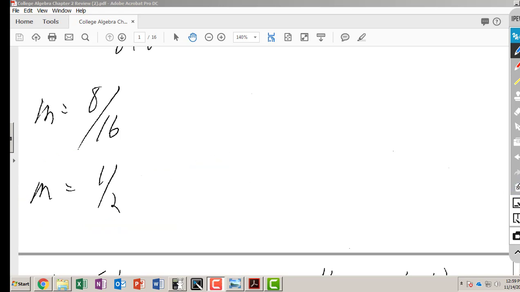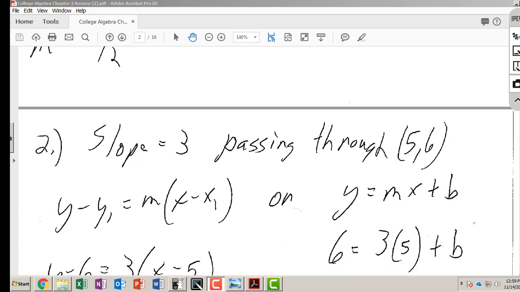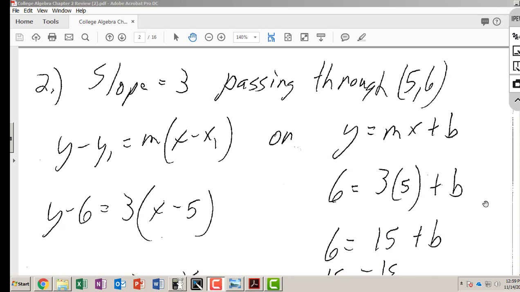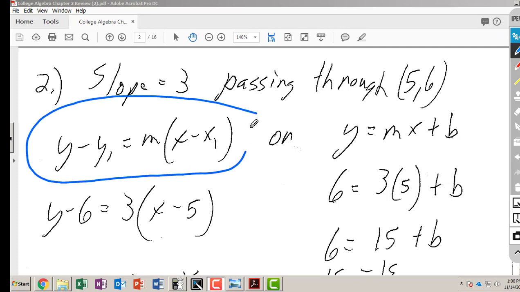Okay, looking at your second problem on your review, it says on number 2, use the given condition to write an equation for the line. Your slope is equal to 3. It's passing through the points 5 and 6. So to write an equation of a line, you can use either this first equation, which is called point slope form, y minus y sub 1 equals m times x minus x sub 1, or you can use your second equation of y equals mx plus b. So they're both just a matter of substitution.